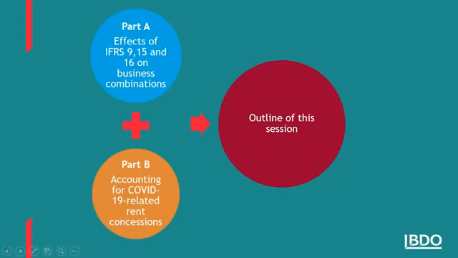All right, so as I said earlier, originally the title was supposed to be just effects of IFRS 9, 15 and 16 on business combinations. However, due to all the discussions we're currently having with so many of our clients and also the rapid changes, we thought we'll also talk about accounting for COVID-19 related rent concessions to make sure that all of you have all the very latest information. So basically, Kevin will be looking after part A, and then I'll be looking after part B.